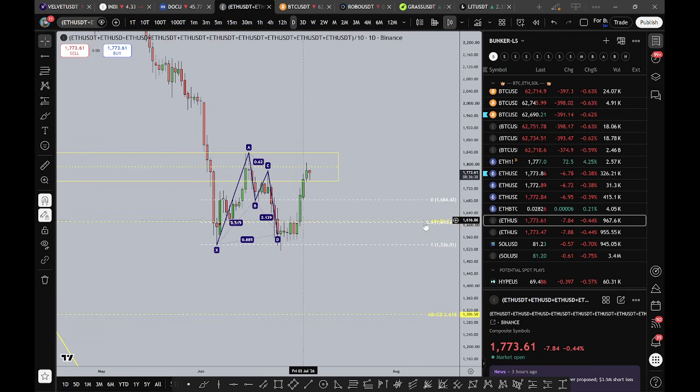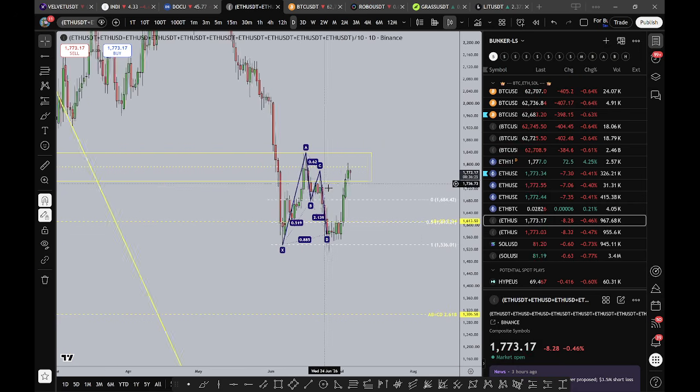We went and closed back above the 6-month, obviously the 6-month buy zone. We got above it, right? There you go. We reclaimed that ABCD 2.24, and that's just giving us a really nice move up.